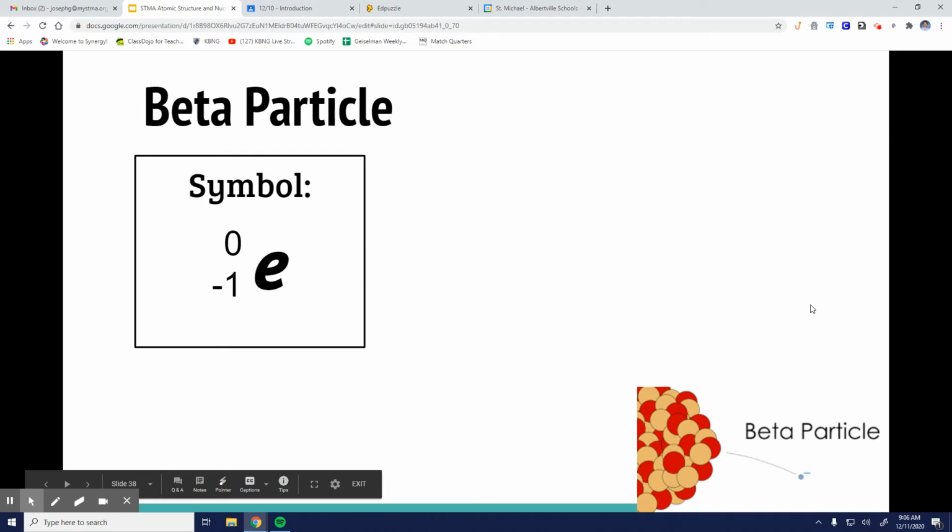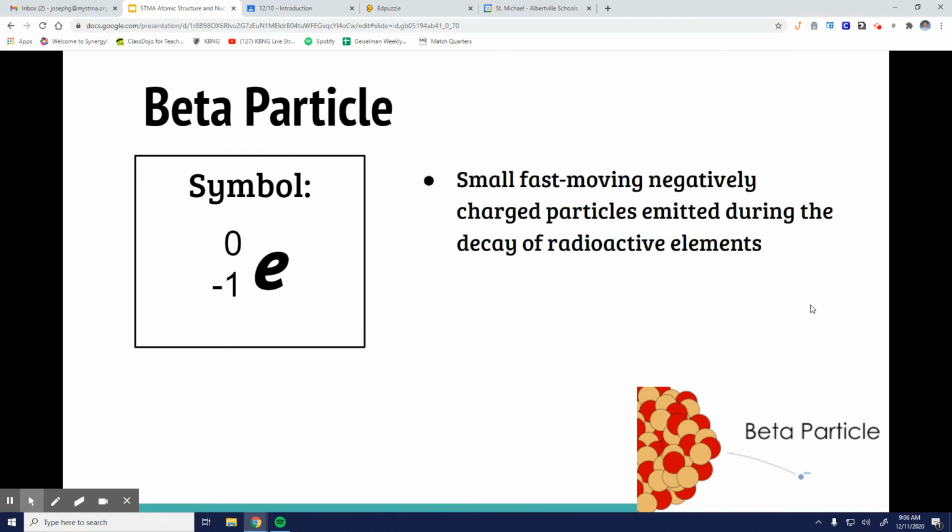Beta particles then are the next type. Beta decay occurs when a small, fast-moving, negatively charged particle is emitted during the decay of radioactive elements. So an unstable nucleus will release essentially an electron from the nucleus, and we'll talk about how that actually happens in a second. But electrons, remember, don't have any mass. It's so small we don't even count it. So it has a mass number of 0, and it has a charge of -1, but that's because it's negative. Electrons are negative, and we'll talk about how this works out in a sec. So the charge on the beta particle is -1.